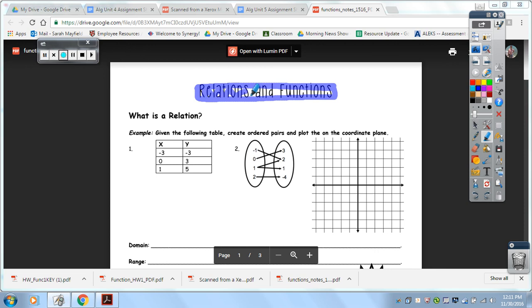But when you're good, I need you to highlight your title. And I need you to highlight where it says, "What is a relation?" I strongly encourage you to have 2 highlighters, 2 different colors on your desk. It's going to make life a little bit easier today.